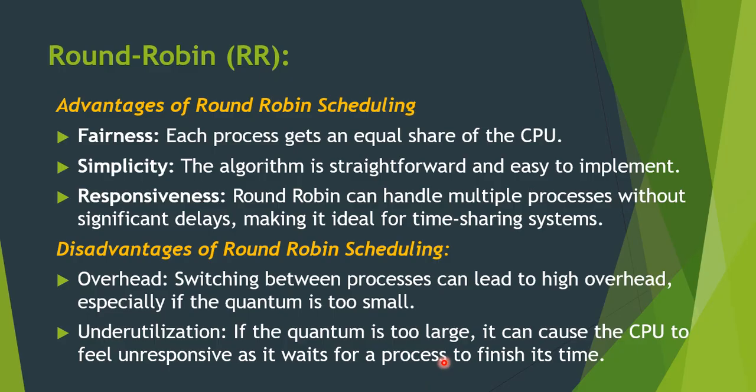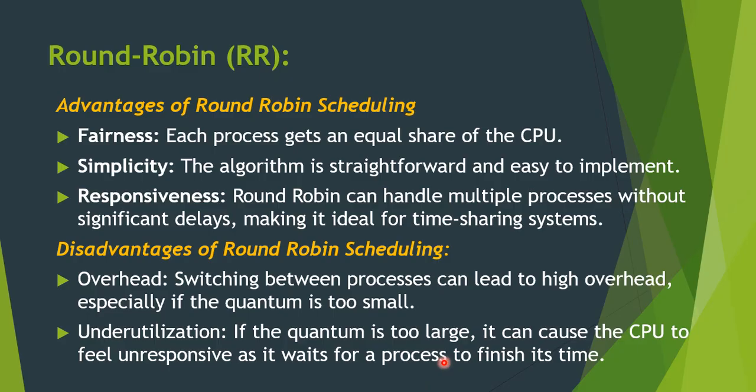Advantages of round robin: it brings about fairness. It's quite simple. It allows for responsiveness. Disadvantages: it can bring about overhead. Switching between processes can lead to high overhead, especially if the quantum is too small. And also there's underutilization. If the quantum is too large, it can cause the CPU to feel unresponsive as it waits for a process to finish its time.